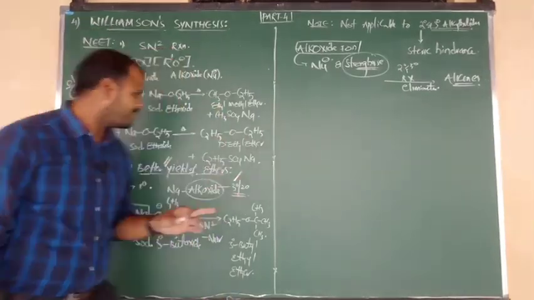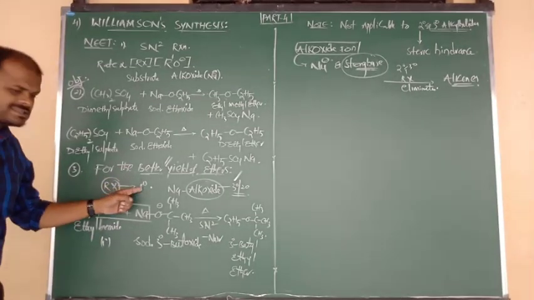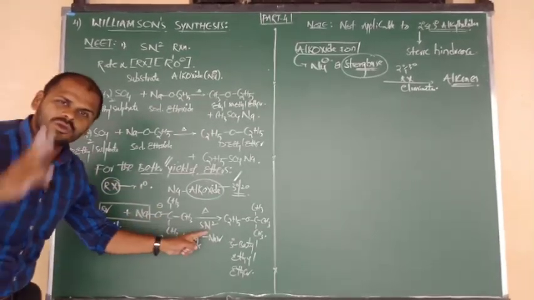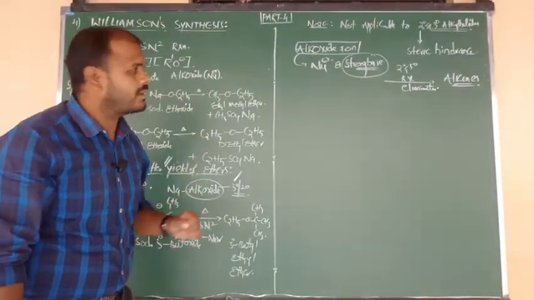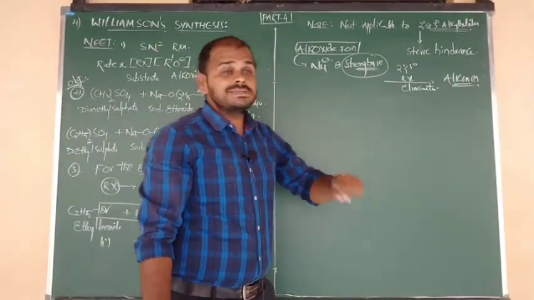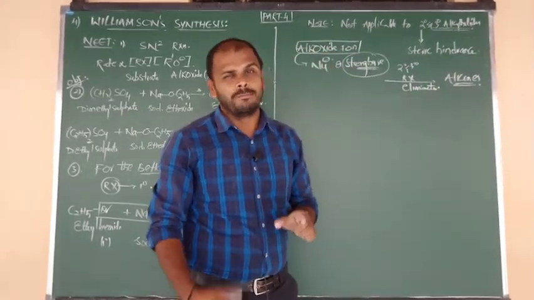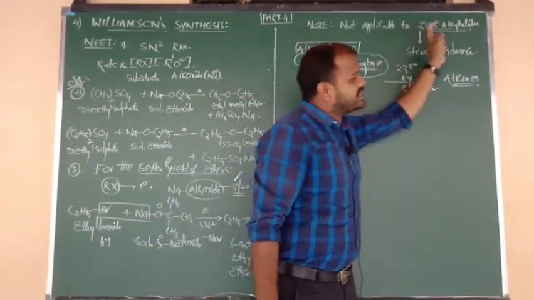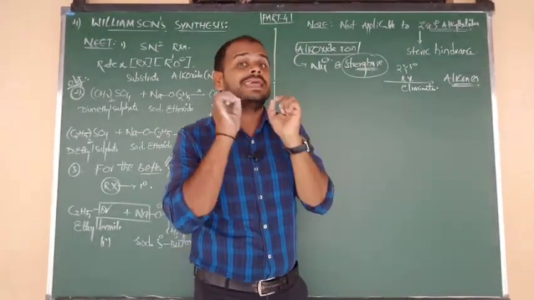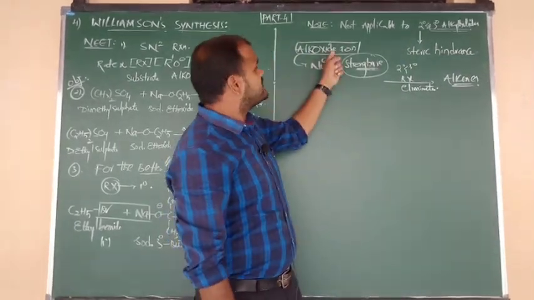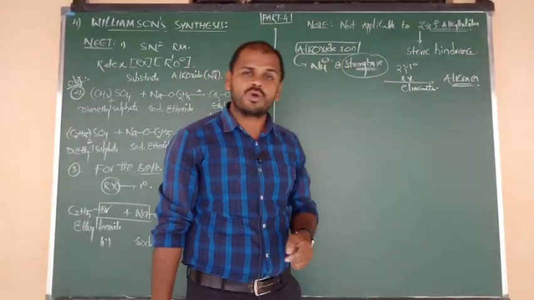One more time, as per Williamson ether synthesis, if the alkyl halide is primary, it easily undergoes nucleophilic substitution and forms the product, a better yield of ether. But Williamson ether synthesis, I have told you, is not applicable to secondary and tertiary alkyl halides, because they already have steric repulsions or steric hindrance, and the alkoxide ion acts as a nucleophile and also as a strong base.